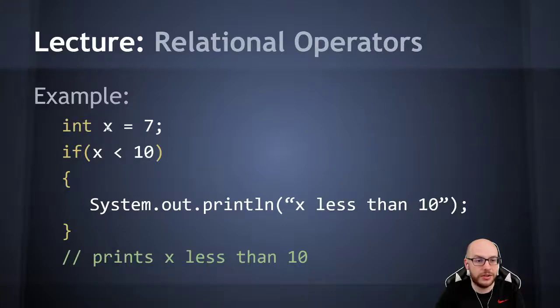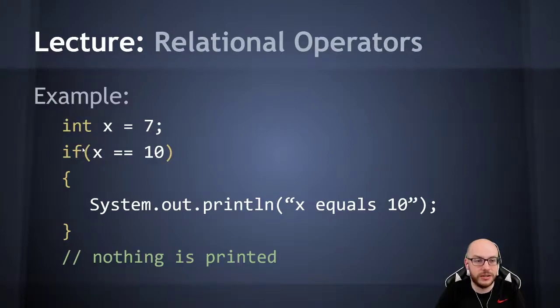I have an integer x with a value of 7. Here I'm going to ask, is 7 less than 10? Well, that's true. What we would do in this case is enter the body of the if statement, and what happens is we print off x is less than 10. So this would actually print that.